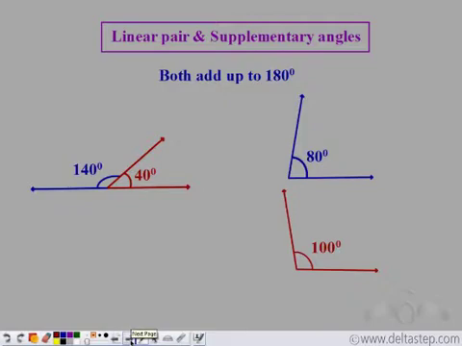So if we look at these angles, first see these two angles, 140 and 40. So 140 plus 40 is equal to 180 degrees. So these angles are supplementary angles. These are also adjacent and add up to 180. So these are also a linear pair of angles.